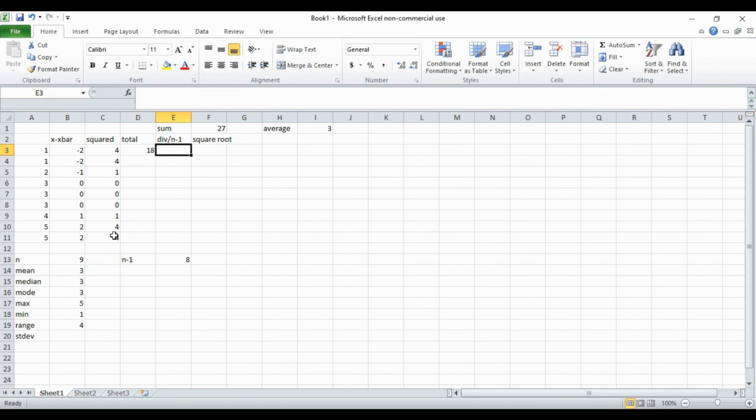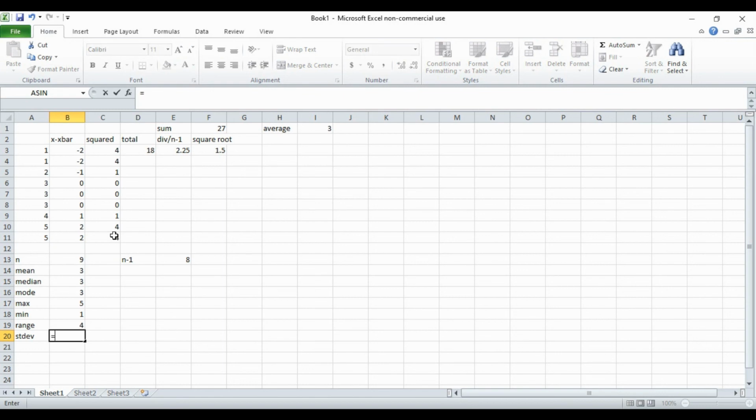the sum function there. I'm taking that number and I'm dividing by n-1, which we said was 8, which is 2.25, which we saw again. And then finally, when I take the square root of that number, I get that 1.5. And so then I verify.